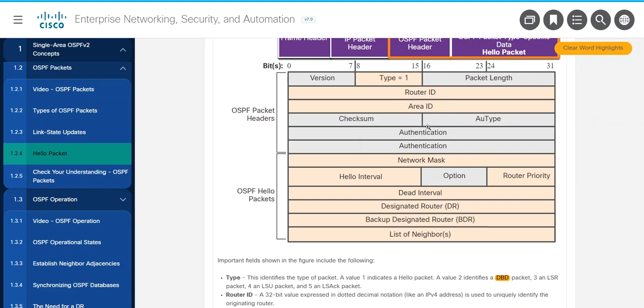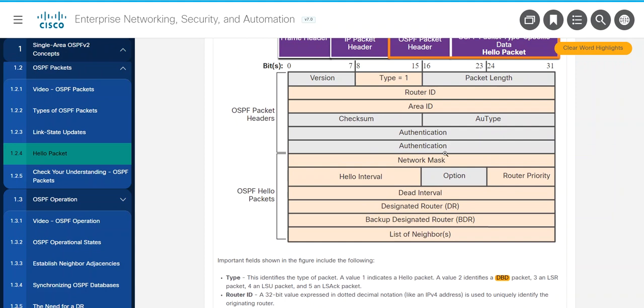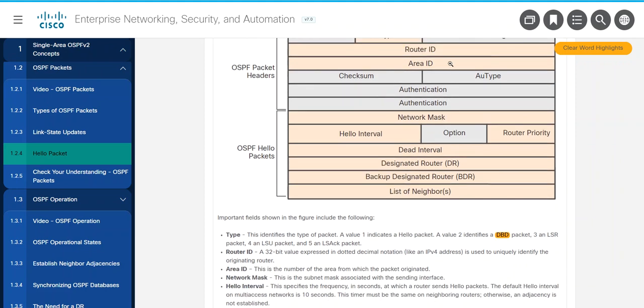You'll also see a router ID. We're going to talk a little bit more about router ID in just a minute, but that identifies what router it is. So it'll probably look like an IP address. You also have area ID to see. You can look at that and tell what area that came from. You can have your network mask, your hello interval.